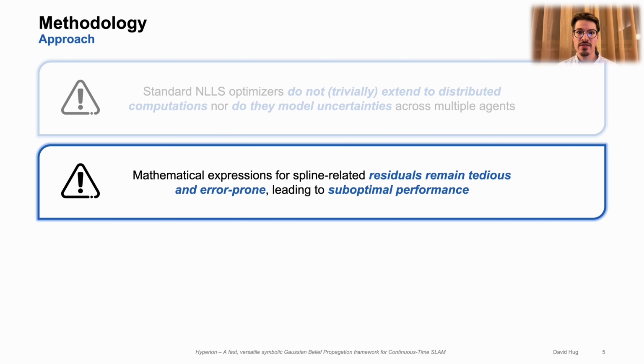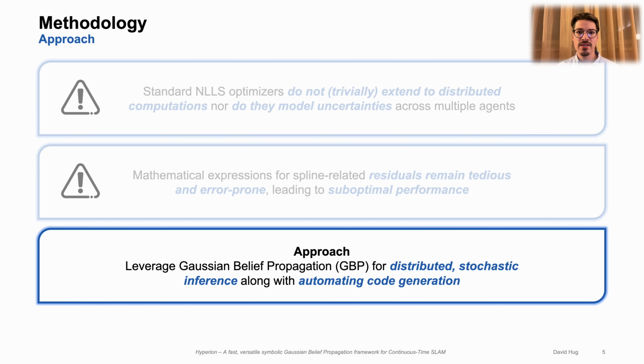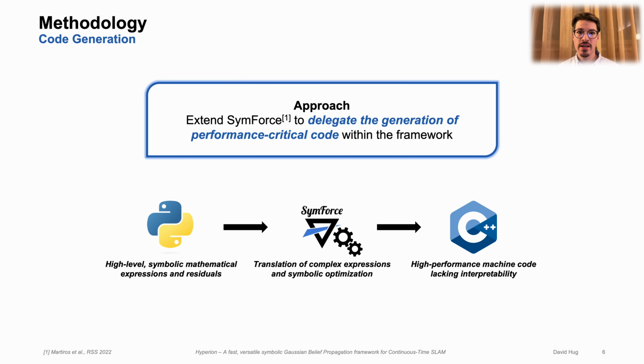Despite their advantages, splines also present significant computational challenges. Specifically, deriving their mathematical expressions and residuals is often tedious and error-prone, leading to suboptimal implementations and negatively affecting optimization performance. To address these challenges, Hyperion utilizes Gaussian belief propagation for distributed stochastic inference, while largely automating the code generation process itself. To this end, we extend SymForce to delegate the generation of performance-critical code. Conceptually, these extensions translate intuitive, high-level symbolic mathematical expressions into complex, highly optimized, low-level expressions with limited interpretability.